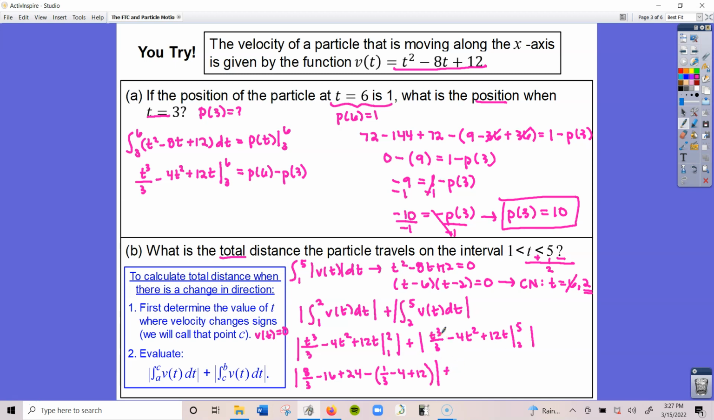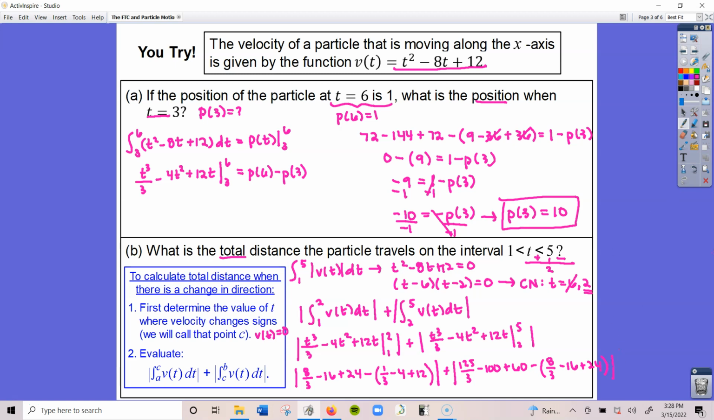Plus, now I'm going to do this side. 5 to the third is 125 over 3 minus 5 squared is 25 times 4 is 100 plus 12 times 5 is 60 minus, now I'm going to plug in the 2. 2 to the third is 8 over 3 minus 16 plus 24.